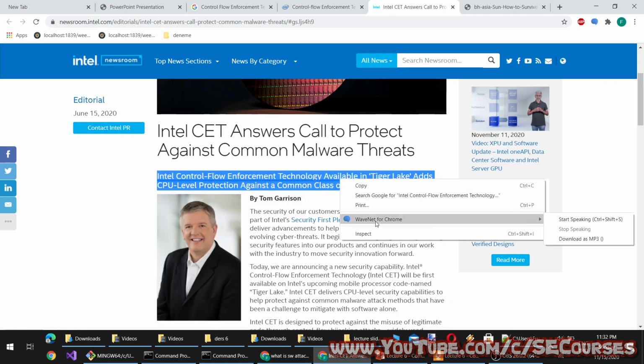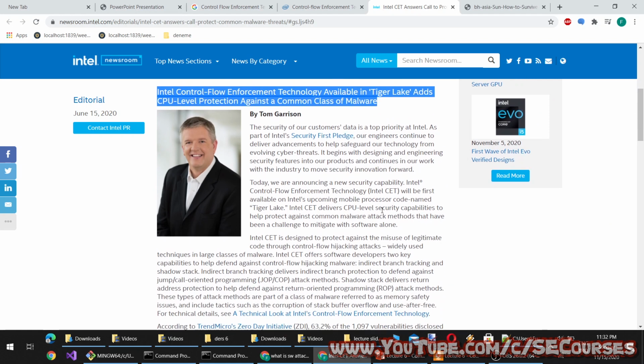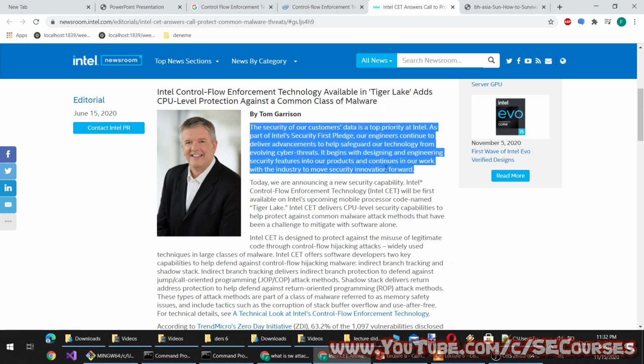Okay, so it is available in Tiger Lake CPU, I suppose. Intel Control Flow Enforcement Technology, available in Tiger Lake, adds CPU-level protection against a common class of malware. Let's read this.